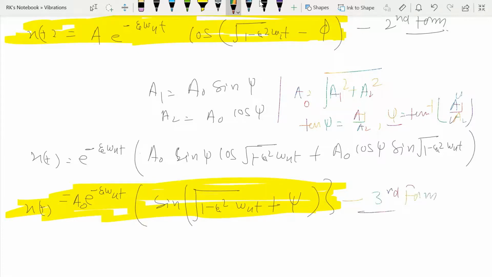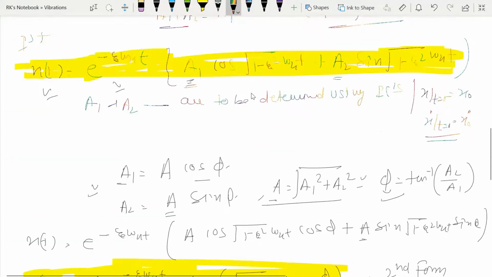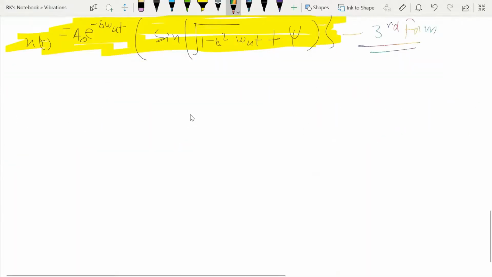So in this solution we have three forms, and now we'll find the values of A1 and A2, right? To find the values of A1 and A2, we have to use the initial conditions. So these are the initial conditions here. From the displacement we can get the velocity. So this is the displacement equation. Now we'll find, or you can say the determination of A1 and A2, right?